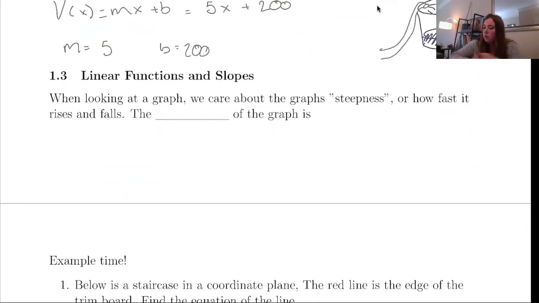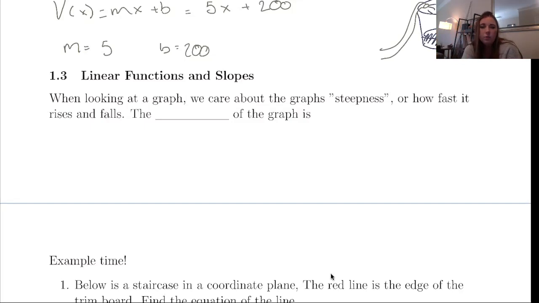All right, cool. So now we're looking at linear functions and slopes. Remember, slope came from M. And we're going to be doing them a lot from graphs. So when looking at a graph, we care about the graph's steepness. We talked about this last class, or how fast it rises and falls. The steeper it is, the larger the number, or more negative the number. The flatter it is, the closer to 0 the number is.